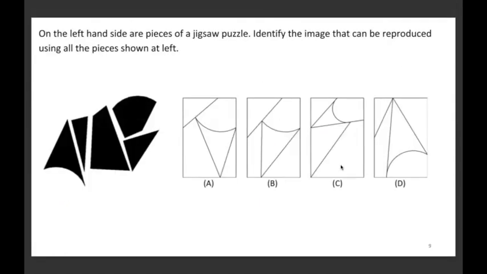On the left-hand side are pieces of a jigsaw puzzle. You have to identify the image that can be reproduced using all the pieces shown at the left. Which of these images can be produced using all the shapes that are given on the left?